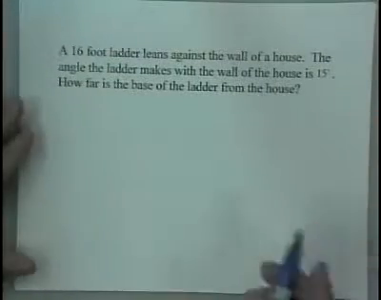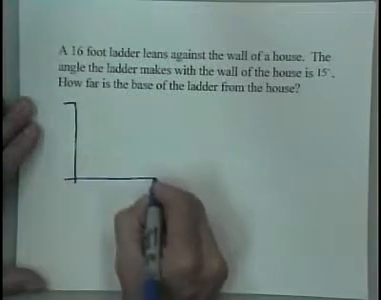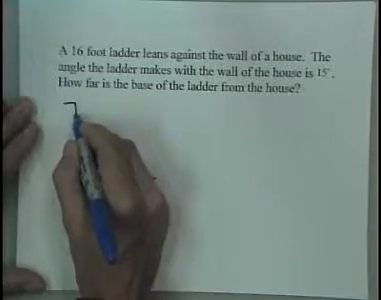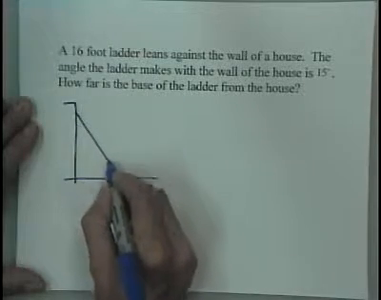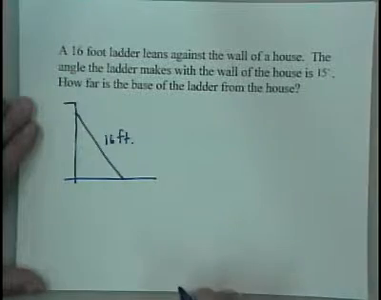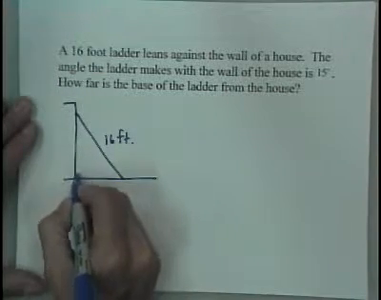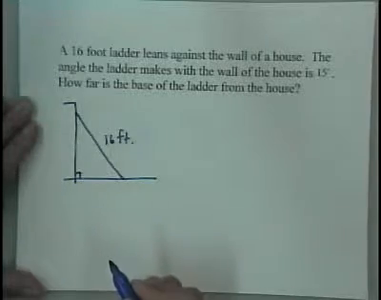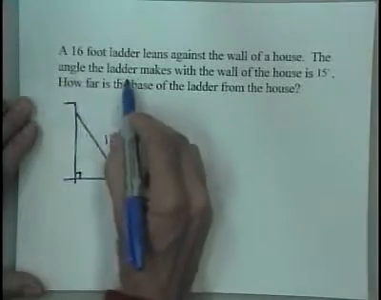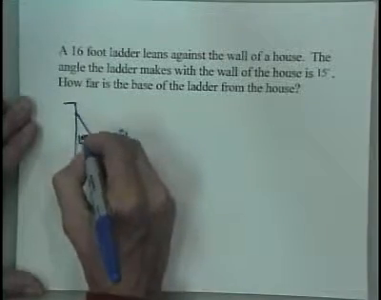Well, let's draw a picture and label the information that we know and see what we can do from there. We've got a house, something like this, and here's the ground. And leaning against the wall of the house is a ladder, and the ladder itself is 16 feet. Now, we need to assume that the house makes a 90-degree angle with the ground, and we're told that the angle the ladder makes with the wall of the house is 15 degrees.